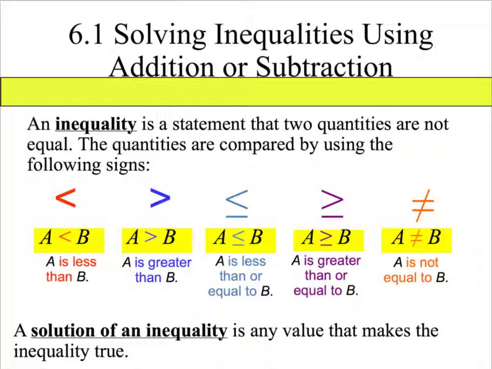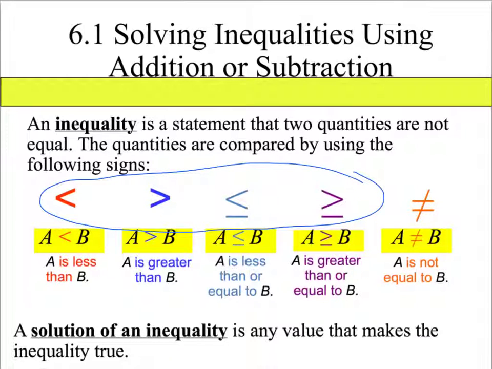All right, so an inequality is a statement that two quantities are not equal. When we look at two quantities, it's going to be something on the left side, something on the right side, and they're not equal. So there are no equal signs here. The following signs are less than, greater than, less than or equal to, greater than or equal to, or just straight up not equal. We're going to focus primarily on these four. We might get into not equal a little bit, but primarily on those four.